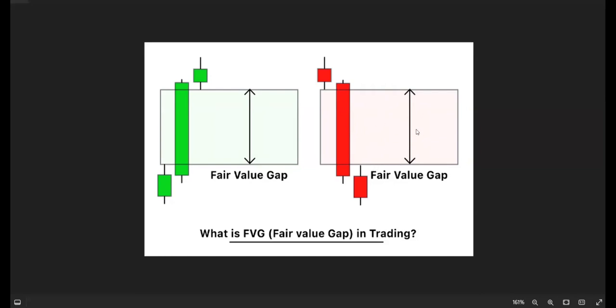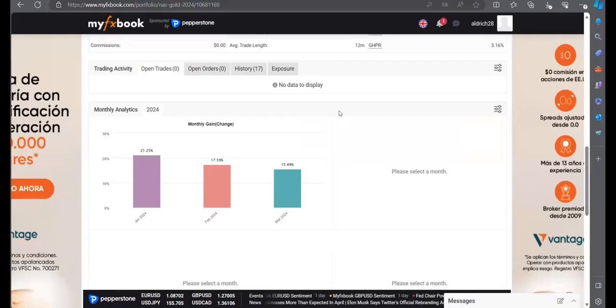Okay, so we're going to see some examples in the charts. I'm just going to show you some of my results lately from this year.